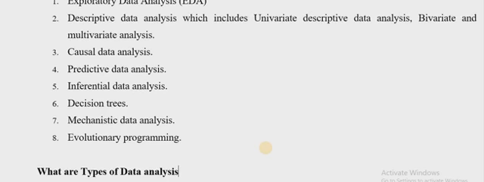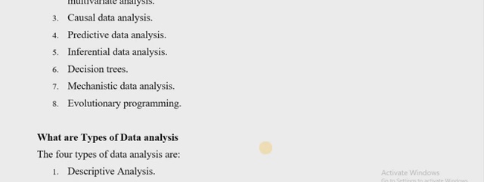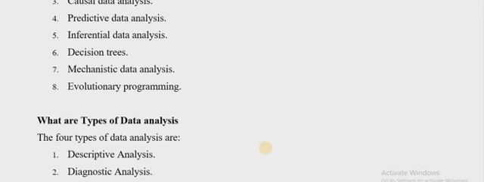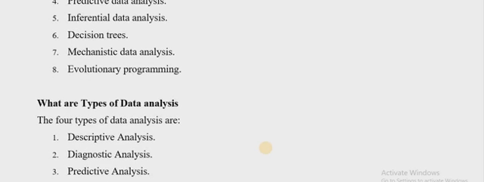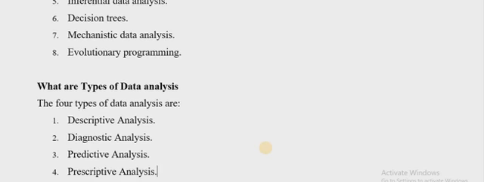What are the types of data analysis? Now, majorly we have 4. The first one is descriptive. The second one, diagnostic analysis. And third one, predictive analysis. And fourth one, prescriptive analysis. Descriptive is to describe.